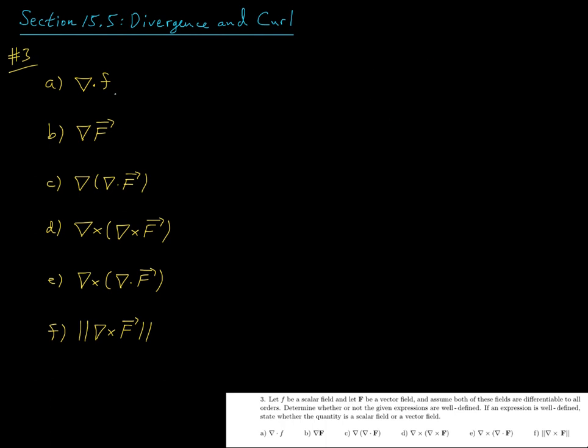All right, so looking at part A, we have the del operator dotted with this scalar function f. Now while the del operator is not a vector in the traditional sense because its components are those partial differential operators, it nonetheless does behave like a vector. And here we're dotting it with a scalar field, f. Does it make sense to take a dot product of a vector and a scalar? The answer there is no. So this is not well defined.